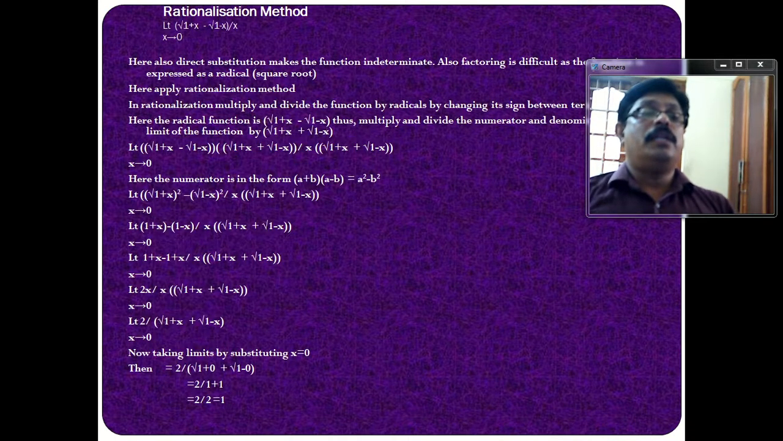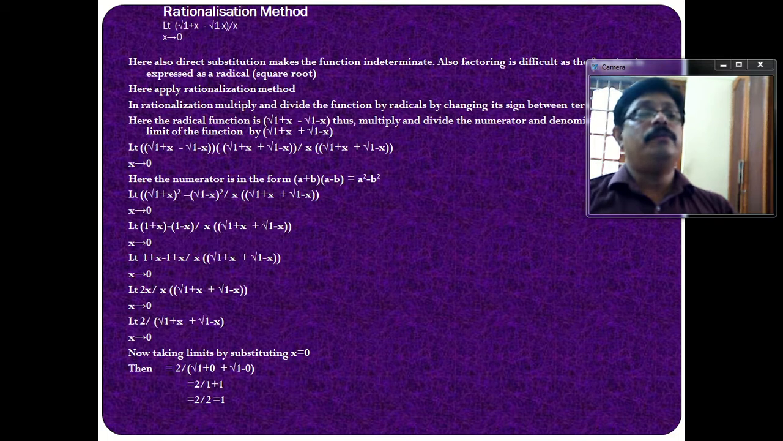Another method is rationalization method. Rationalization method is applied when the limit is expressed as a radical. Radical is a square root function. So here take an example, limit of square root of 1 plus x minus square root of 1 minus x divided by x when x tends to 0.